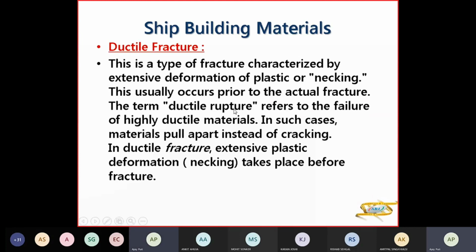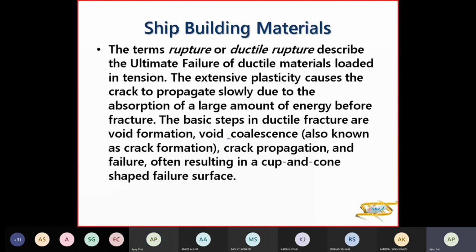So the term ductile rupture is actually failure of highly ductile material because too much tensile load is being put. So the material pulls apart instead of cracking. So in a ductile fracture, extensive plastic deformation or necking takes place before the fracture. The terms rupture or ductile rupture describe ultimate failure of ductile material loaded in tension. The extensive plasticity causes the crack to propagate slowly. So instead of moving very fast as in brittle fracture, this is slow propagation. In brittle fracture, the absorption of energy was very less, but in ductile fracture, the absorption of energy is quite large.